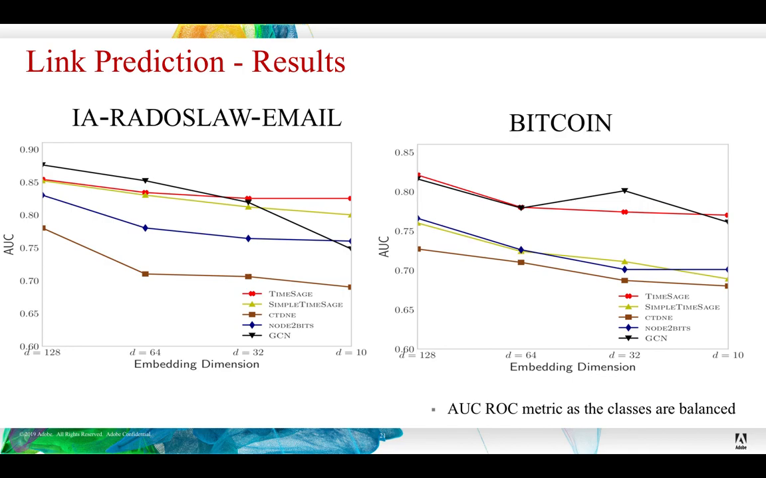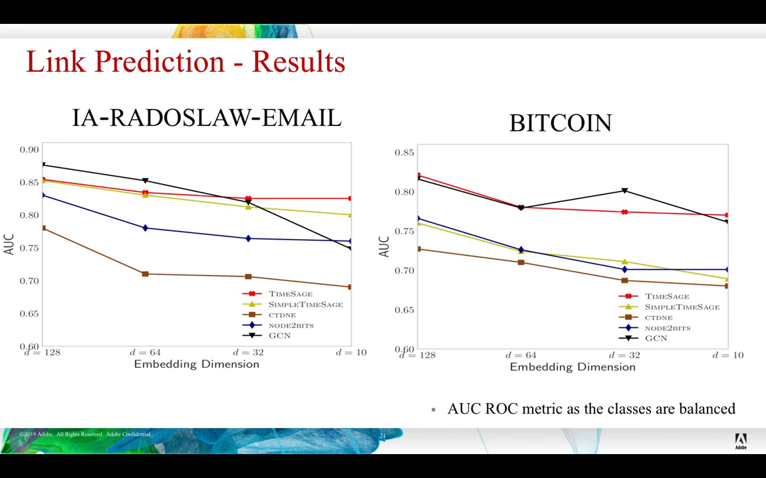We observe similar results on the other two datasets. However, what we notice is that TimeSage performs really well even when the number of dimensions is really small, for example only 10 dimensions. In both results, on the y-axis we have the area under the ROC curve metric. Since the classes are balanced, we use this metric to compare the results across methods.